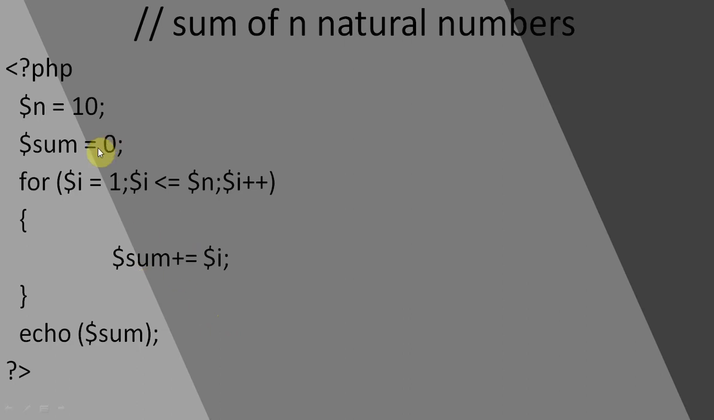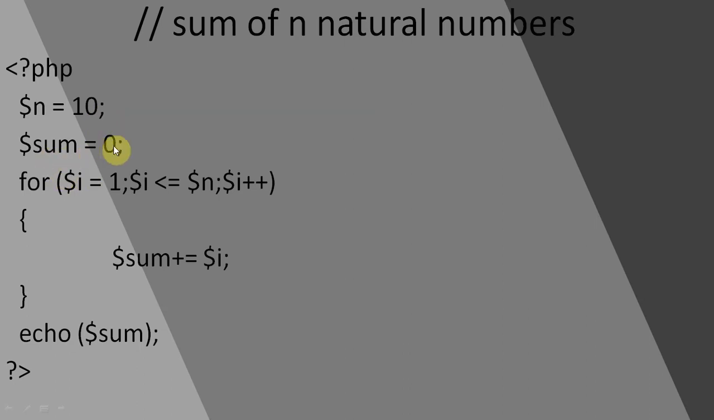This is a program for the sum of n natural numbers. You can see here n is 10. Suppose we have mentioned here 100, it means it is the sum of 100 natural numbers. In this case it is the sum of 10 natural numbers.